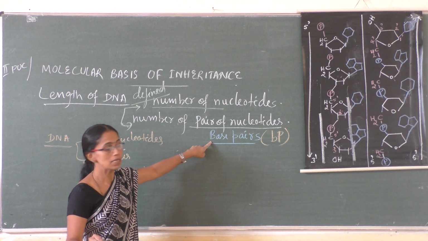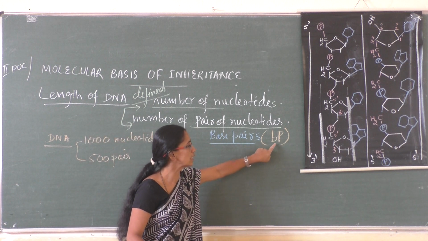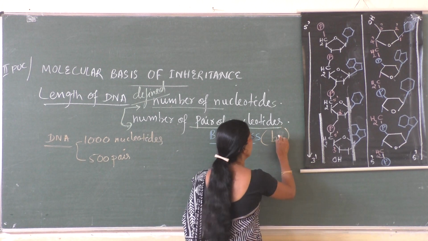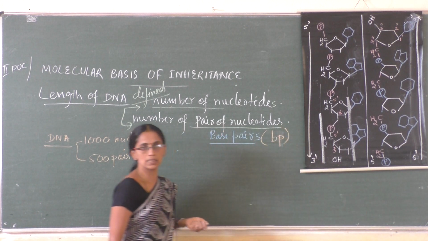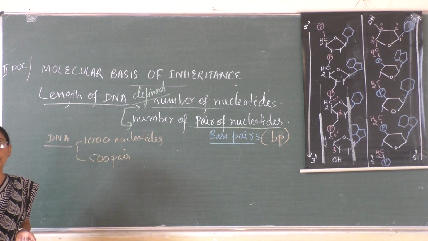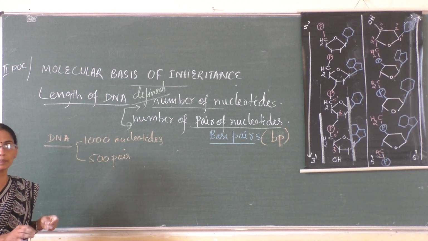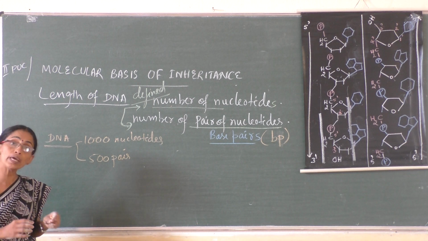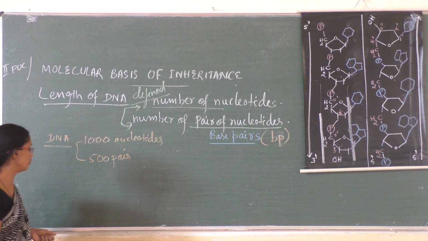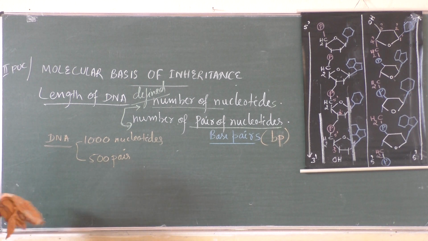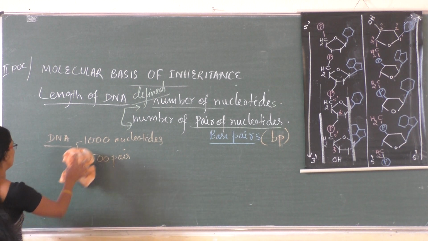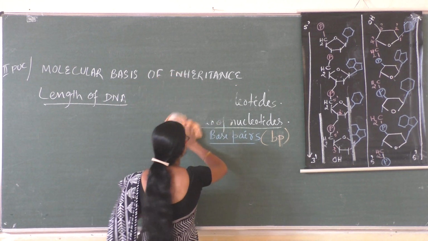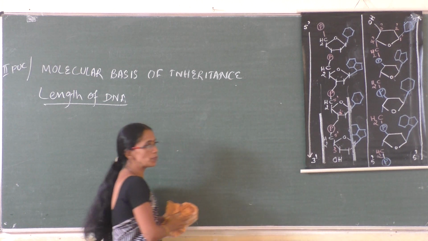Base pairs, which is written like this. So length of DNA can be explained either by telling the number of nucleotides or by telling the number of pair of nucleotides. Again DNA length varies from organism to organism, or from species to species we can say.